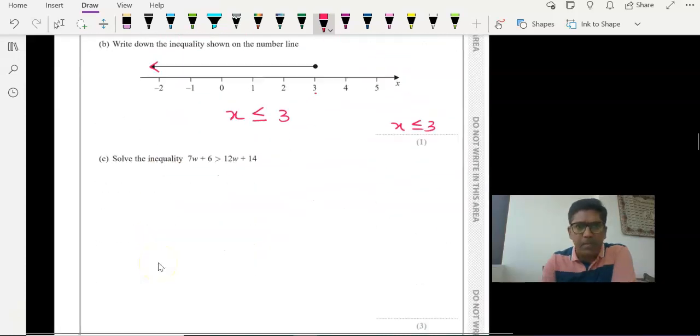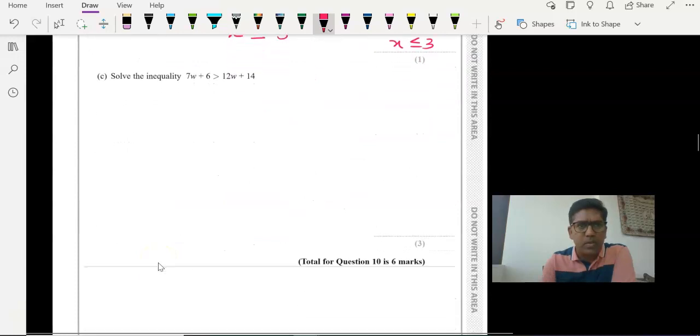Moving to the next one. You have an inequality. Now we'll follow the same thing like what we did in equations. So we'll always try to shift the smaller variable term. So 7w and 12w, 7 is smaller. So move 7w to the right and bring 14 to the left.